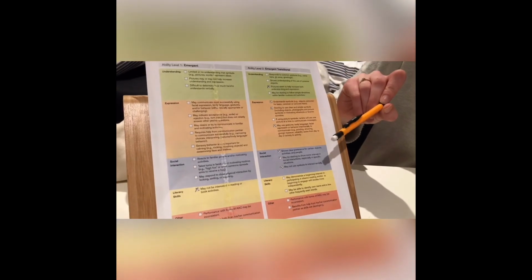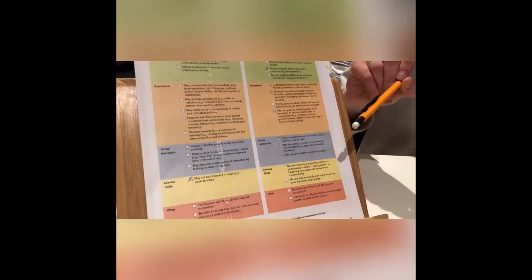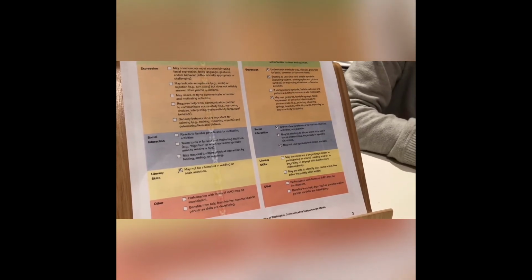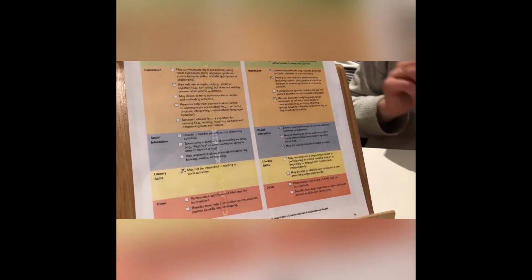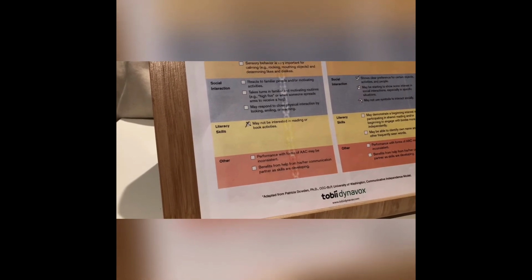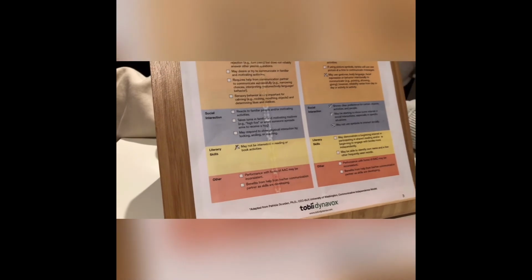Tess's social abilities also fall under emergent transitional. An example of this is may or may not using symbols to interact socially. An example of this is when Tess waves goodbye at the end of the session. Tess's literacy skills fall within ability level 1 emergent, and it says that she may or may not be interested in reading book activities. In this case, we saw Tess push the book away because she wasn't interested in reading it.